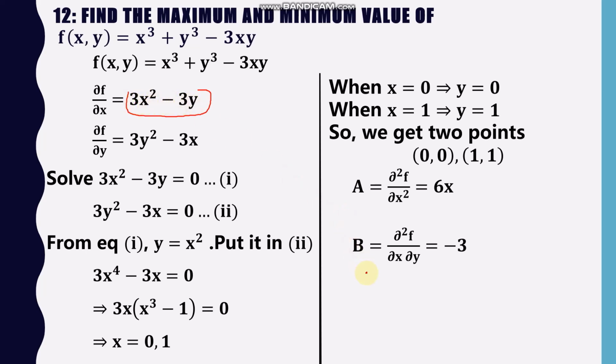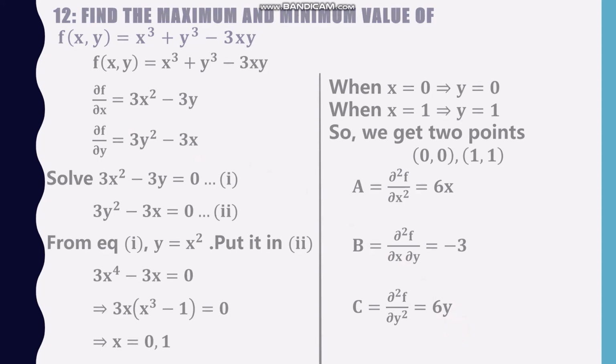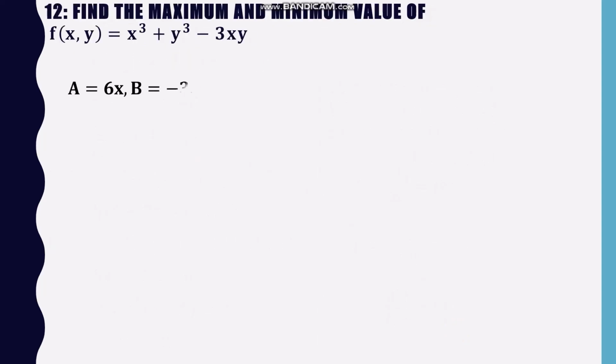And then the double derivative of the function with respect to y. One time derivative we already have. Take the derivative again with y, we get this 3y. So we get the value of a equal to 6x, b is equal to minus 3 and c equal to 6y. Now we'll find out the value of a, b, c at the given points.